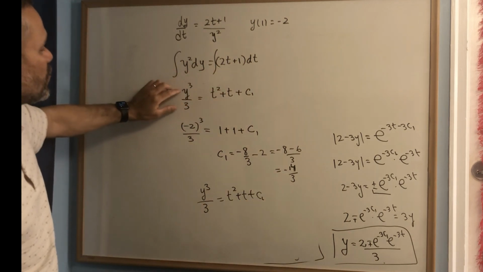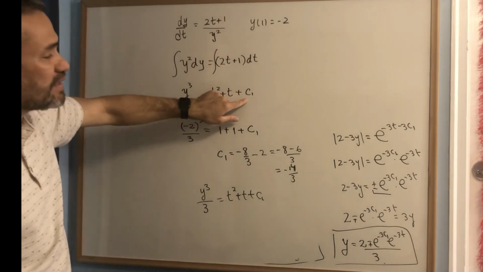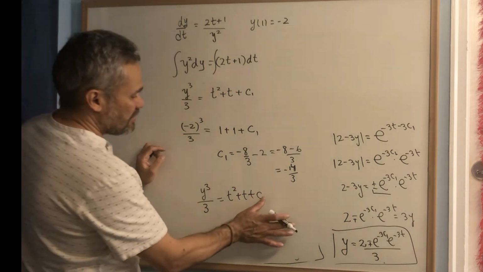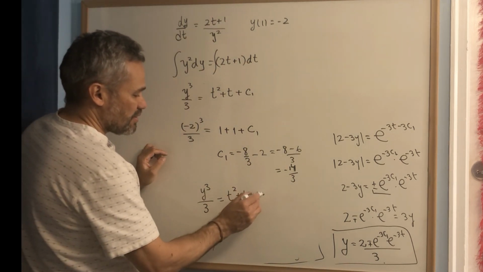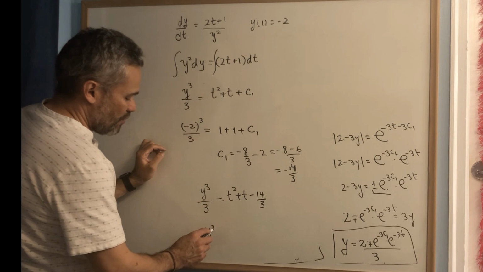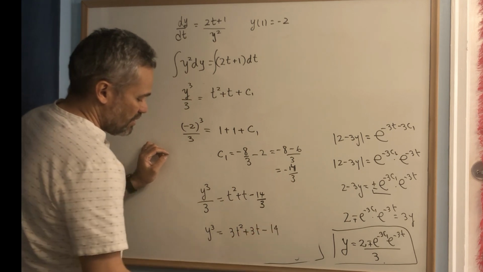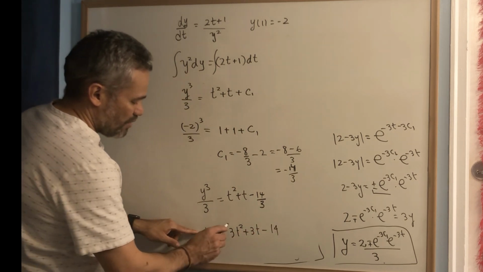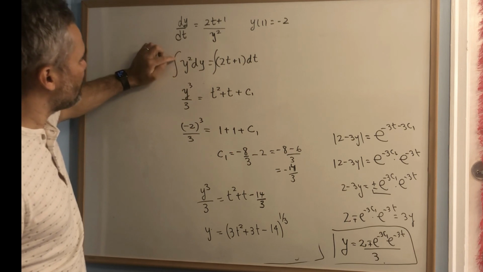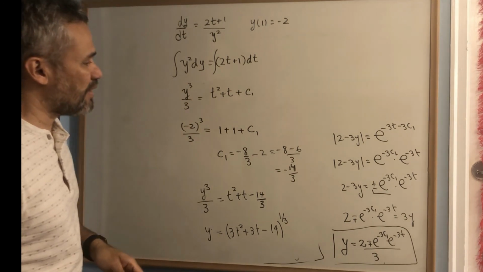If I want to compute the general solution, I will have to solve for y from here. But since I wanted to compute an initial value problem, I decided to find the c here. And how do I solve for y? But c1 is -14/3. Then how to solve for y? I just multiply by 3. And then I get y cubed equal to 3t squared plus 3t minus 14. And then I can solve for y by raising to the 1/3. Remember that there are two components: doing two antiderivatives, and then you need to do some algebra to solve for y. I think I would like to stop here.